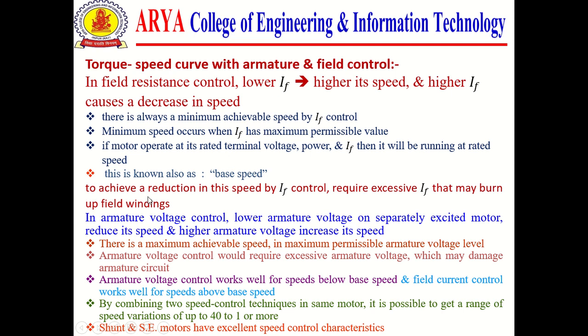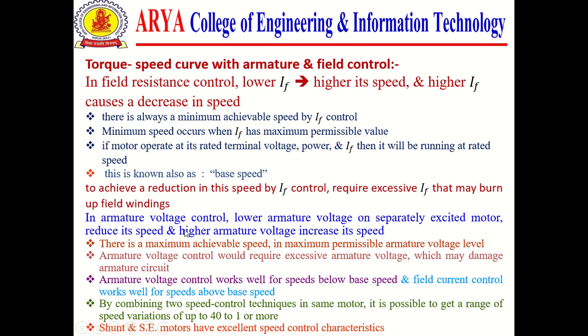So to achieve a reduction in speed by field control requires excessive field current, which may damage the field winding. This is the disadvantage.